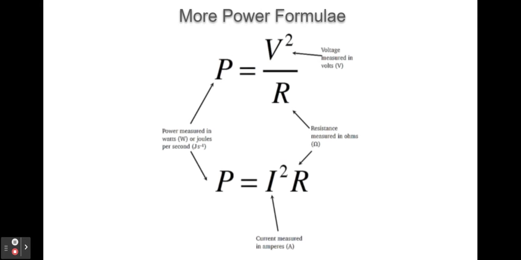There are 2 more formulae that deal in electrical power, and these are really just hybrid formulas that are combined between the Ohm's law formula, V equals IR, and the power formula, P equals IV. And we can combine them in 2 different ways to give us these 2 formulas. P equals V squared divided by R, so power is voltage squared divided by resistance, and P equals I squared R, power equals current squared times resistance.